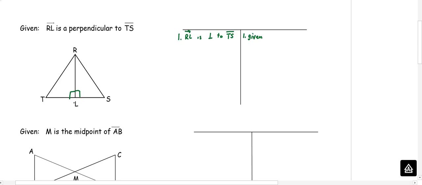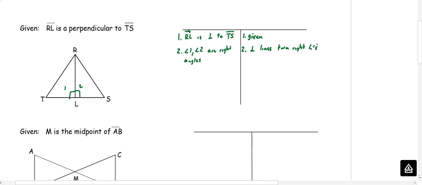So at point L, it's intersecting and forming two right angles. So we can say in our next statement that RLT and RLS are right angles, or we can even number the angles, and we can say angle 1 and angle 2 are right angles. The reason then is we have to explain why do we know that they're right angles? We know that perpendicular lines form right angles.